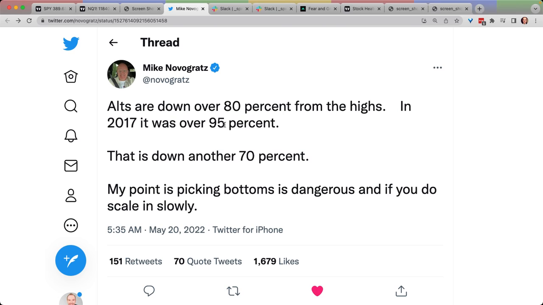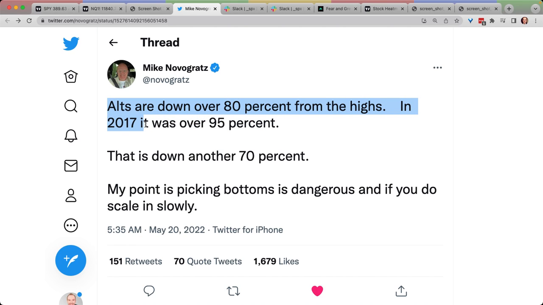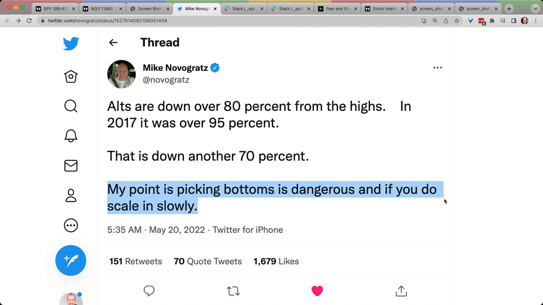I'm going to look at one more note, and then we're going to look at the charts to try to explain what's happening. This is from Mike Novogratz, and again, crypto is important. Alts or altcoins are already down 80% from the highs. In 2018, it was over 95%. That is down another 70%. My point is, picking bottoms is dangerous, and if you do, scale in slowly.